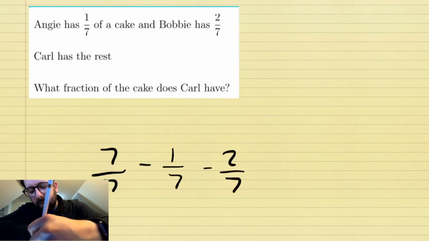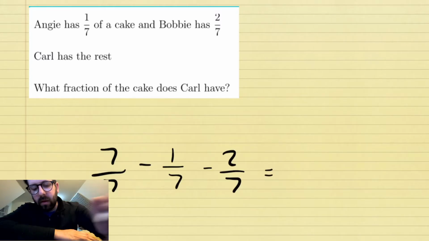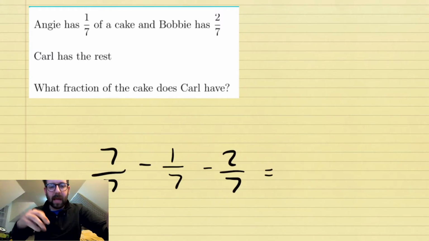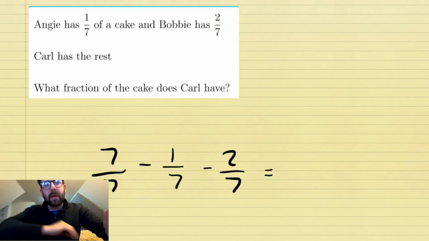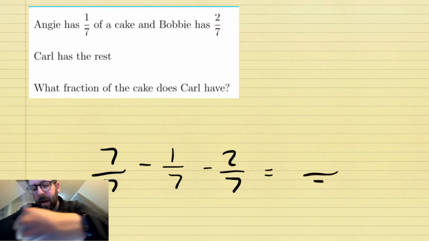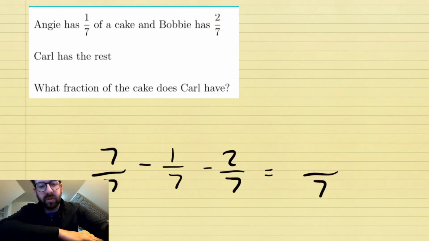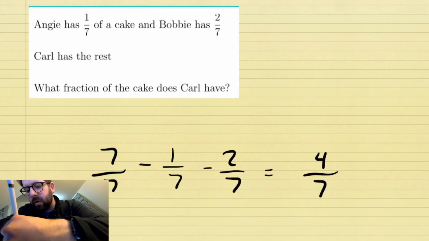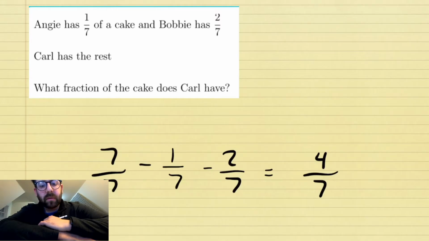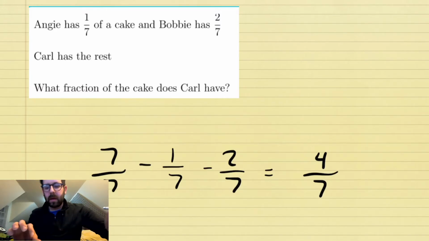We're going to take away Bobby's. And this will be, if I subtract the entire pan and take away Angie and Bobby's, Carl has what's left. So the bottom, when you subtract fractions, the bottom will stay the same. 7 minus 1, which is 6, minus 2, which is 4. So Carl should have 4 pieces left to himself, because we took away 1 for Angie and 2 for Bobby. So there should be 4 out of 7 left for Carl.